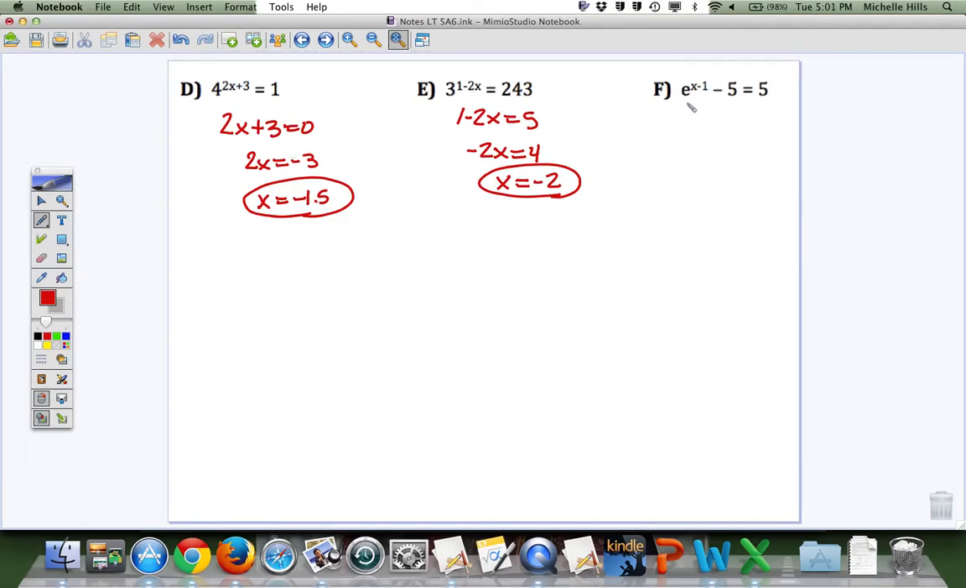I want to isolate the thing that's being raised to the exponent first, so I'm going to add 5 to both sides. e to the x minus 1 power equals 10. Now, I'm stuck, so I want to change this to logarithmic form, but my base is e. The base e logarithm, you don't write that way. The base e logarithm is the natural log. So the natural log of 10 equals x minus 1. So x is going to be the natural log of 10, and then add 1. And then to 3 decimal places, x equals 3.303.